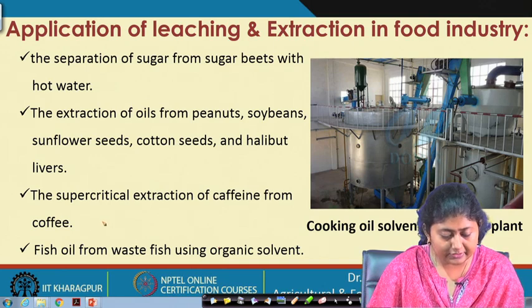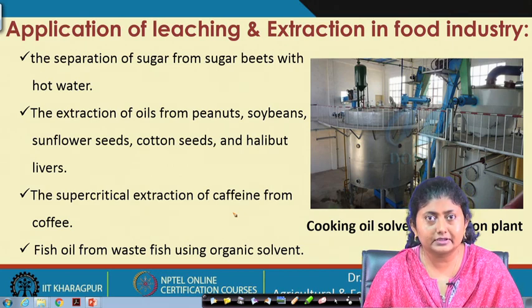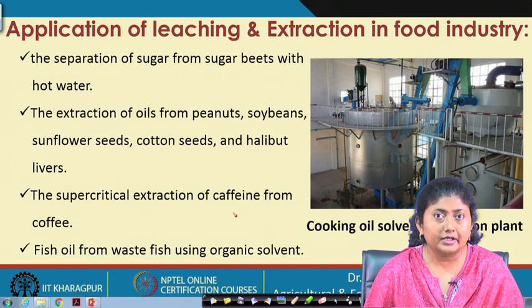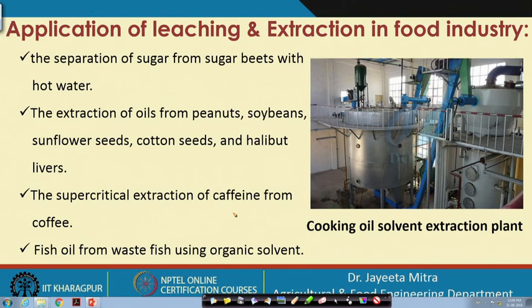And the supercritical extraction of caffeine from coffee. Supercritical extraction we will discuss later, that is another very efficient extraction method, and caffeine from coffee is extracted by that method. Fish oil from waste fish using organic solvent. Organic solvent is used to extract the fish oil from the waste fish, and all these are done by extraction. So, these are very common applications in the food industry.